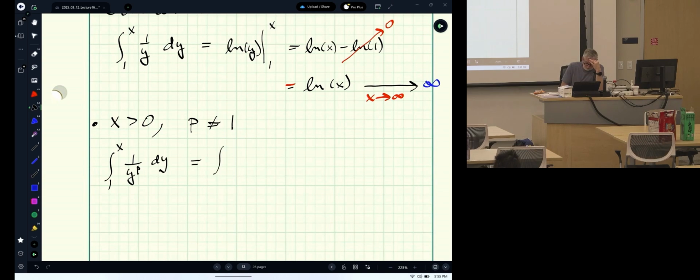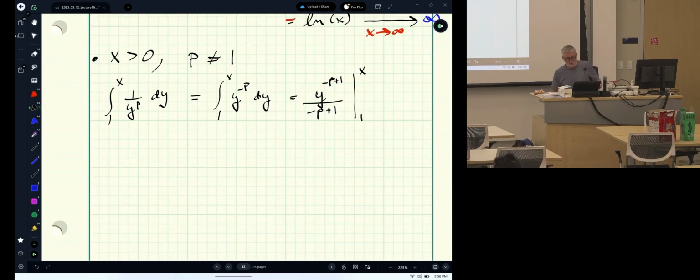Okay, so that's the integral from 1 to x of y to the minus p dy. And if x is positive and 1 is positive, so y is always positive, so the power rule applies here. We're very happy with that antiderivative. It's y to the minus p plus 1 over minus p plus 1. I'm just writing it out in the way that makes the application of the power rule totally transparent.